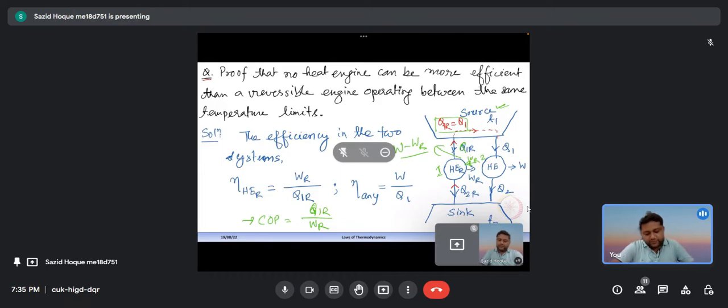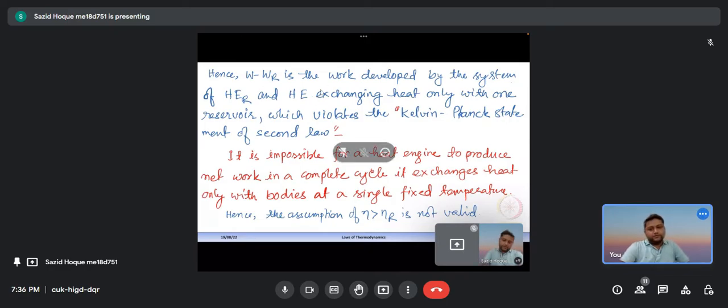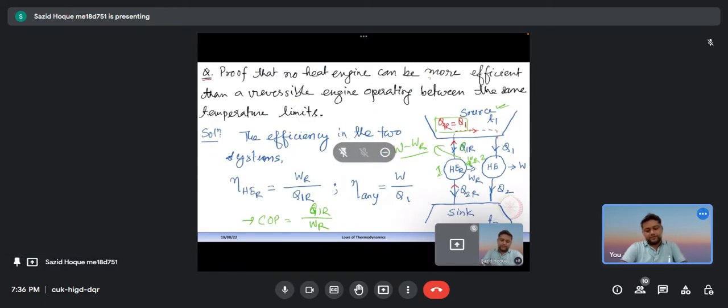The problem with that is that this difference is developed by the system between this heat engine and the reversible heat pump, exchanging heat with only one reservoir. This is done only by exchanging heat with the source, and this violates the Kelvin-Planck statement of the second law. We have two statements; I am showing only the Kelvin-Planck statement. If it violates the second law, then the assumption we made initially is not correct.